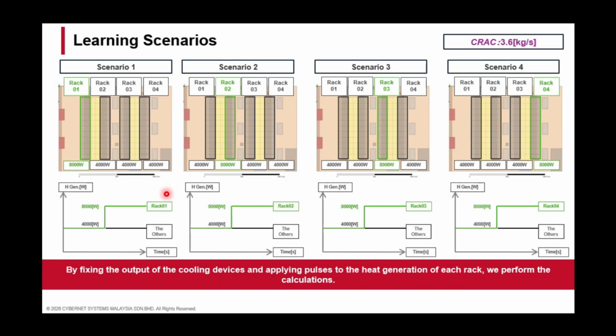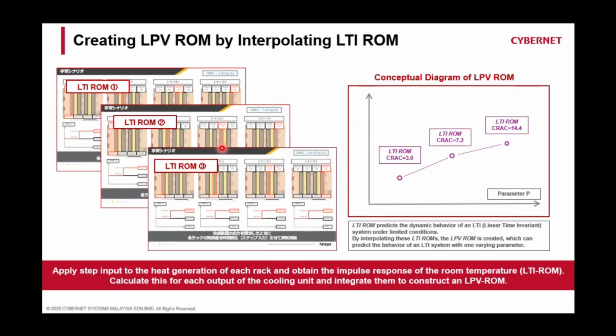The idea here is that you simulate different scenarios of server racks, and then combine all these scenarios together to train this ROM, the reduced order model. For the C rack at 3.6, I have a set of data, and for 7.2, I have a set of data. So you build this ROM, and later, when it receives feedback or input from the real-time data center, it can give you an estimate result very quickly, because you already trained it this way.